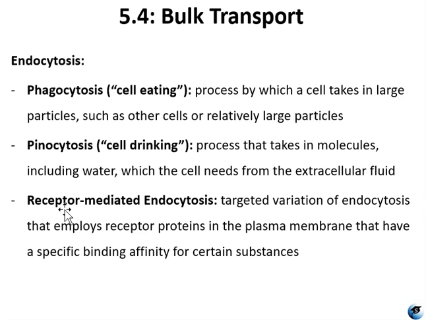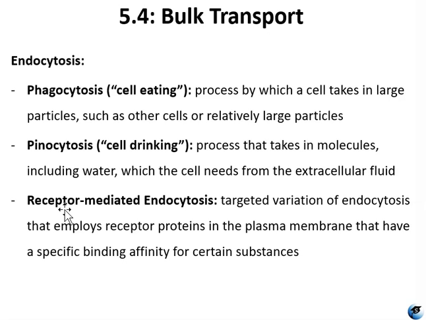Pinocytosis is similar to phagocytosis, but it's on a smaller scale. The plasma membrane invaginates and pinches off, producing a very small envelope of fluid from outside the cell, and this process is used to import substances that the cell needs from the extracellular fluid. Most of the time it's water or ions mixed in with the water.